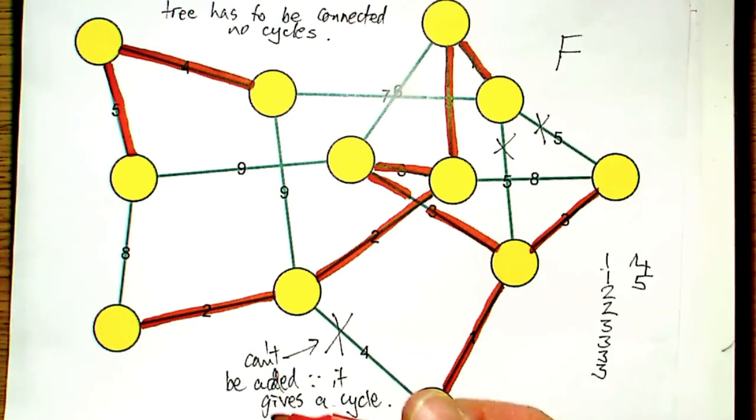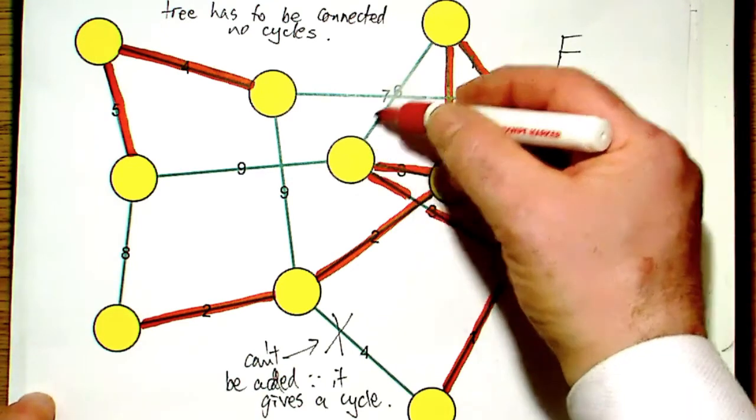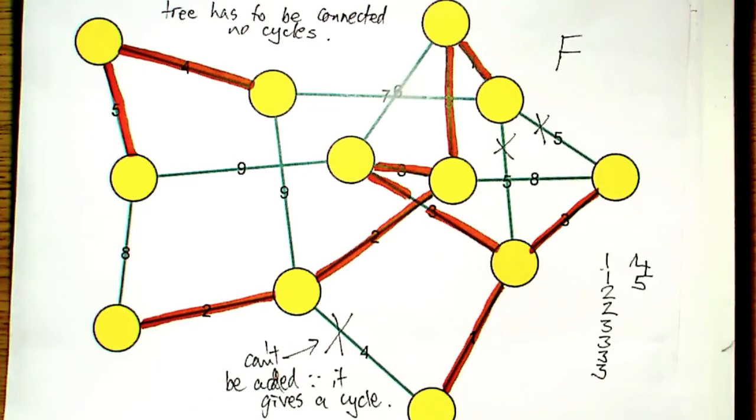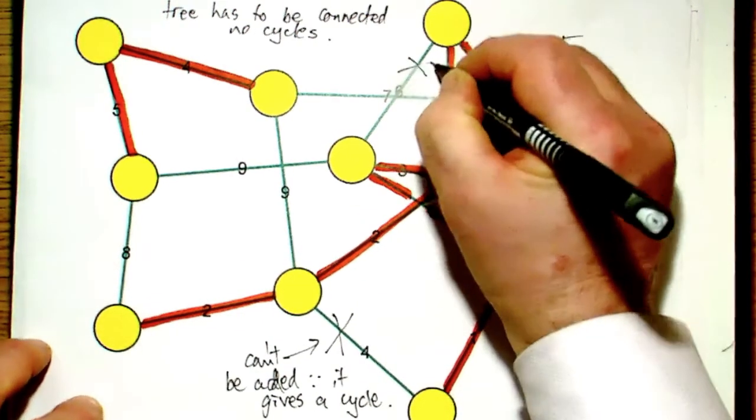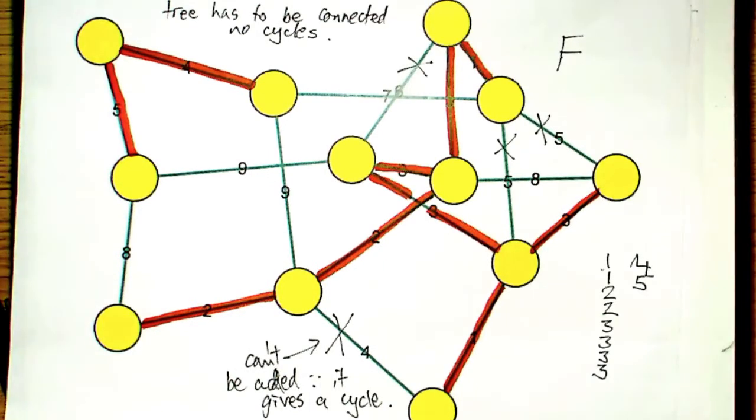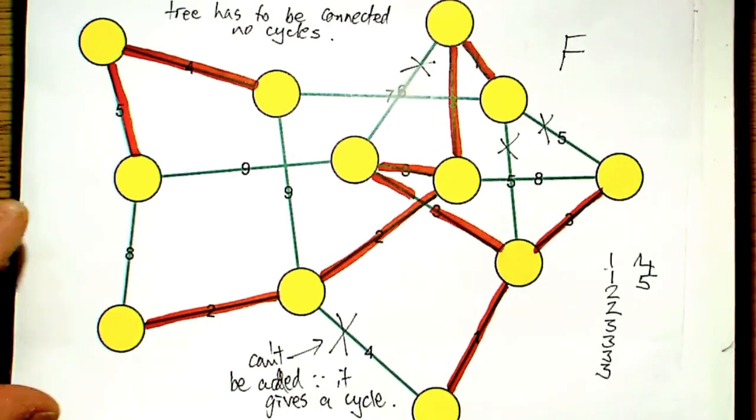Fortunately, these are integer weights, although the weights don't have to be integers. I can't add this one, that would give me a triangle, a 3 cycle. So this is not allowed, this can't be added. Are there any other 6s? No. So I didn't add any 6s. We're on to 7.